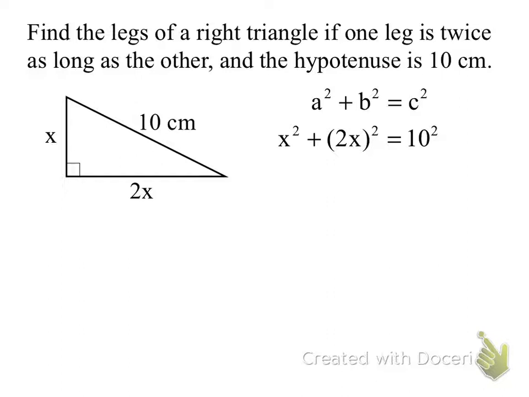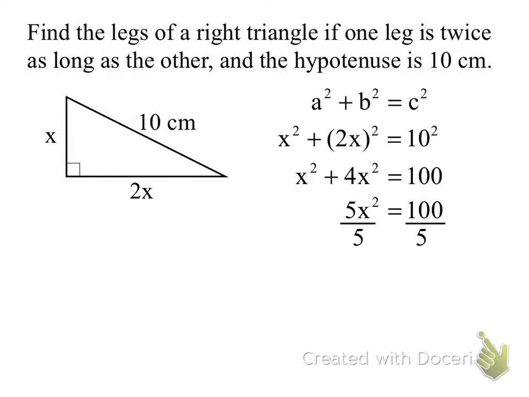4x squared. So just be careful with that. I had a lot of people. And now, when I have 4x squared and x squared, what does that come to? 5x squared. And equals 100. Divide both sides by 5.